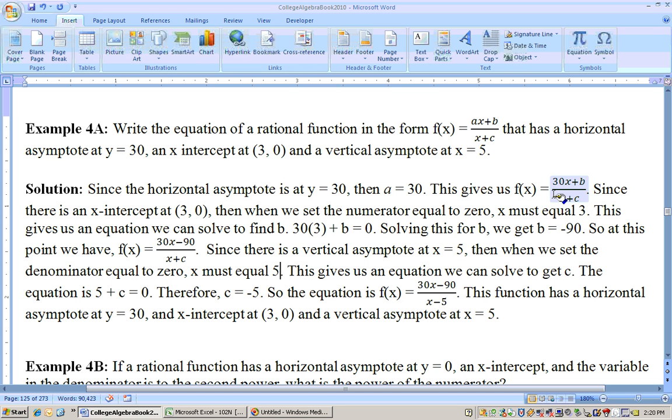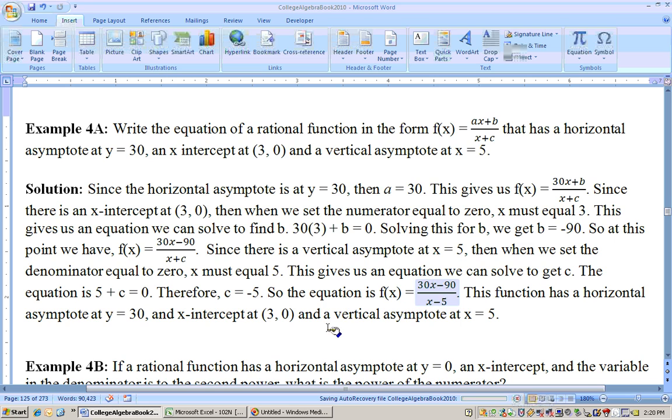And again, you can check it by setting this equation. If you set the numerator equal to 0, you'll get the x-intercept. Set the denominator equal to 0, you'll get the vertical asymptote. And if the powers are the same, divide the leading coefficients, and you'll get the horizontal asymptote, which is 30.